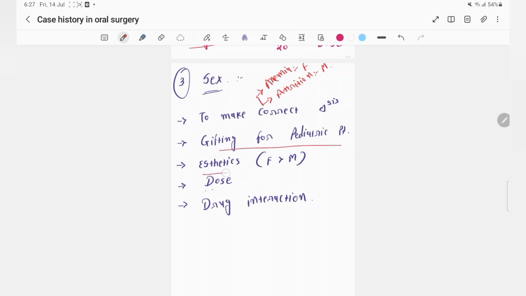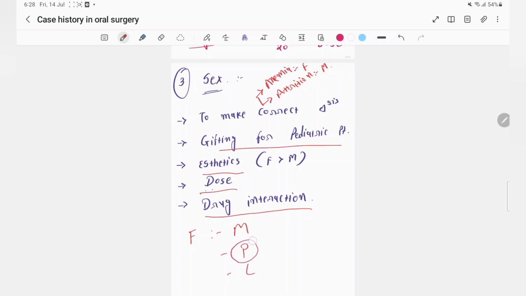Then, aesthetics also play a role as females tend to be more concerned about appearance. Then, for dose calculation, it should be considered because females have less surface area of body and lesser body weight, so they require a lower dose than males. Then, drugs can interact with females and males differently. For example, in females, we have to know the menstruation period, pregnancy, and lactation period of the female because whatever drugs you are giving, it can affect her, right?